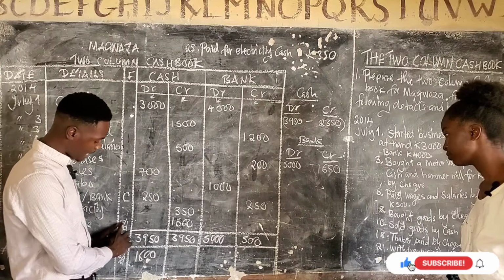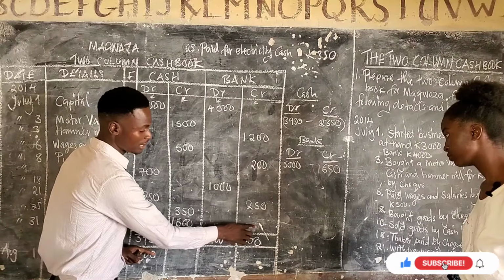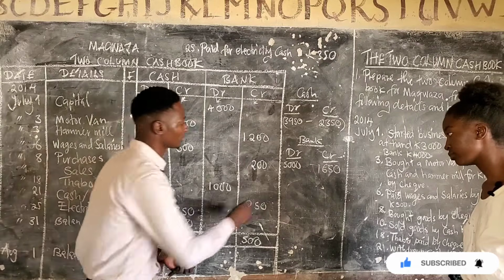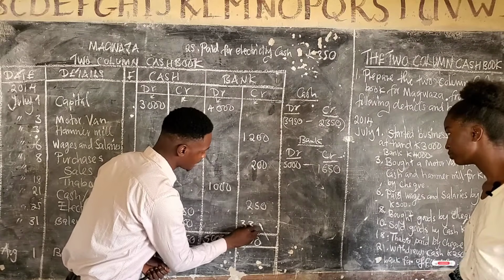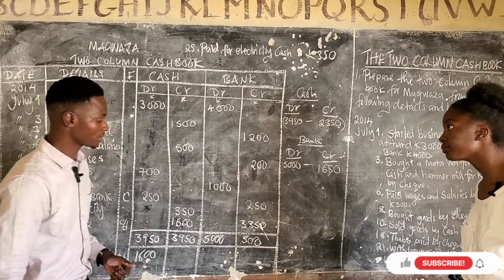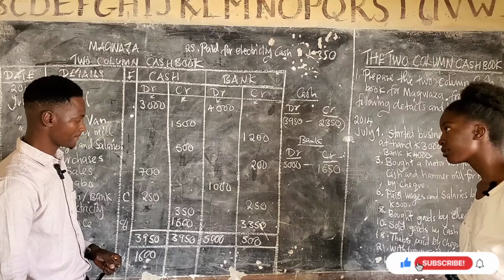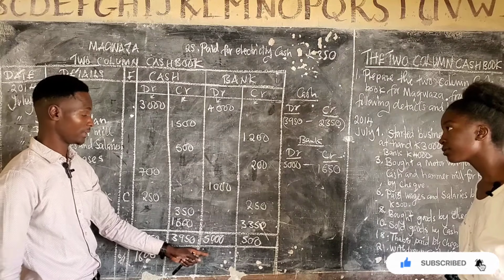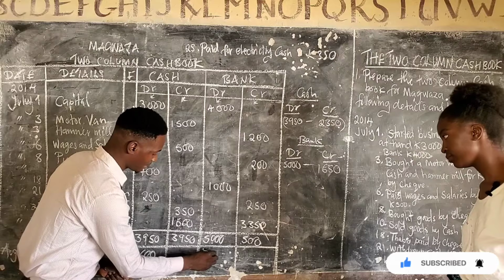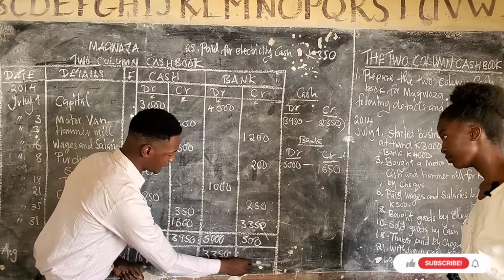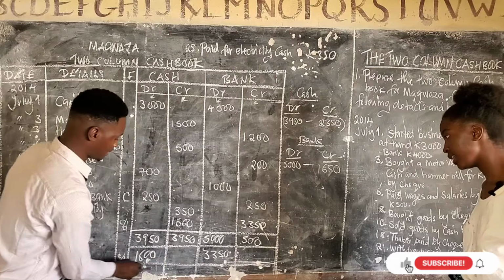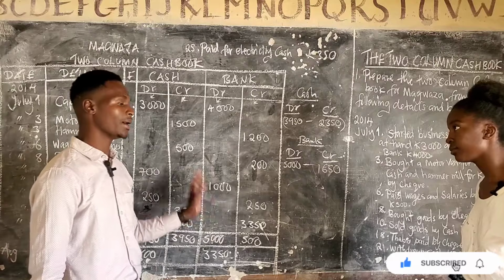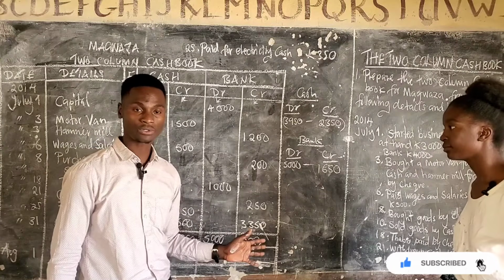Still, check balance carried down. It is on the credit side. What's the difference? 3,350. This amount is going to be put on this side as 3,350. So this one is now balanced. So our cash book is now balanced.